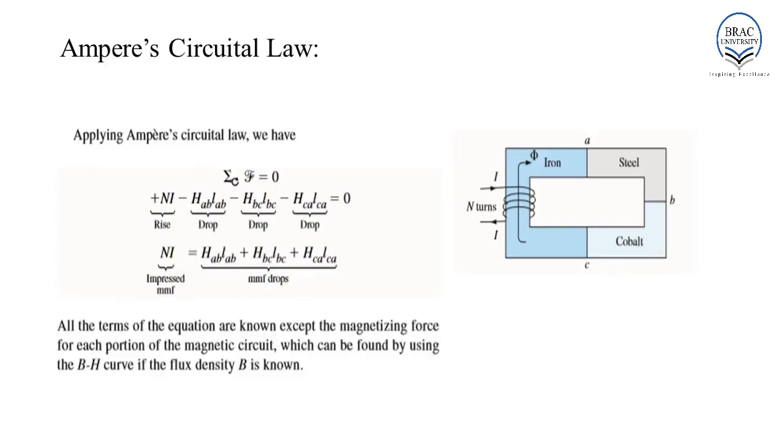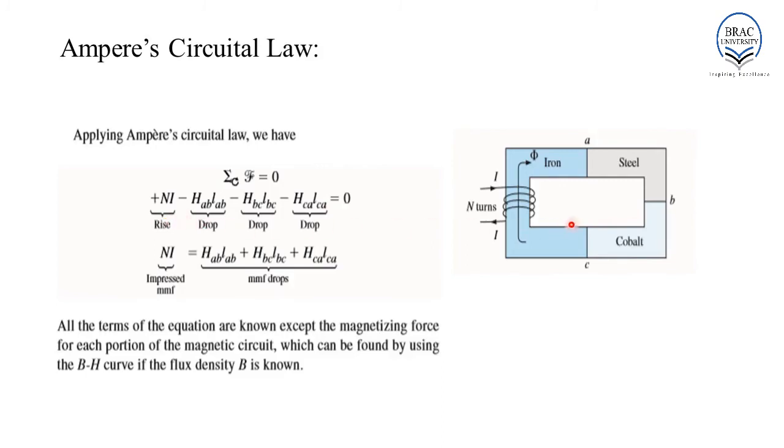Applying Ampere's circuital law. Now, consider this electromagnet over here. It is composed of three different materials: iron, steel and cobalt. So, according to Ampere's circuital law, the summation of MMF for a given electromagnet must be equal to 0. In other words, the rise in MMF must be equal to the drop. The rise in MMF is represented by the product of Ni, and the drop in MMF is represented in magnetic circuits by the product of H and L.